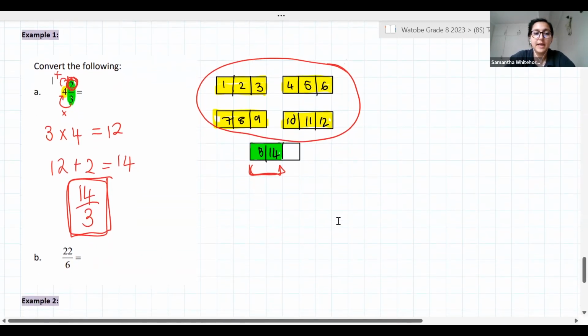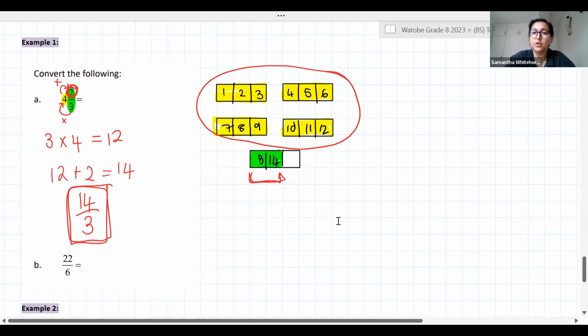Right, but we also need to be able to go the other way. So we also need to be able to go from an improper fraction to a mixed number.